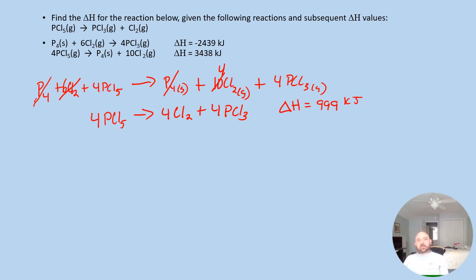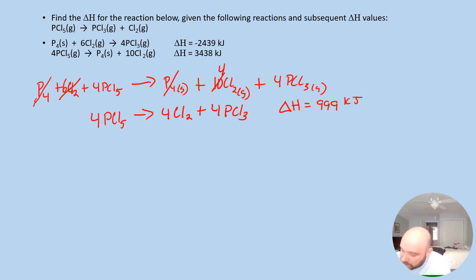However, we can see that we're not quite done yet. The reaction we're asked to find is actually 1 mole of PCl5 decomposes into 1 mole of chlorine gas and 1 mole of PCl3. The reaction we've determined has that in factors of 4. It's pretty plain to see that we need to divide the entire reaction by 4 in order to bring those moles down to 1. And so when we do that, we also divide our change in enthalpy by 4.